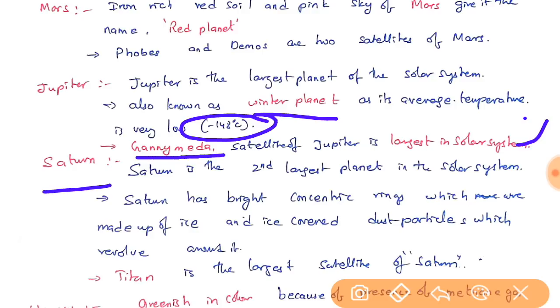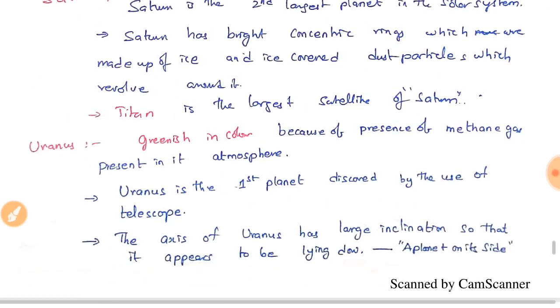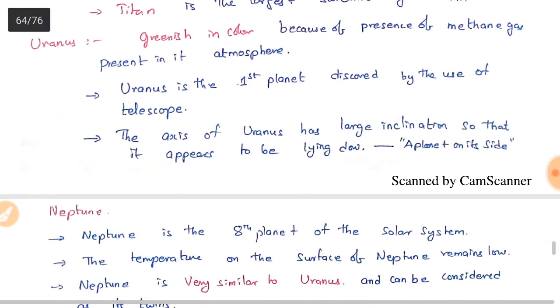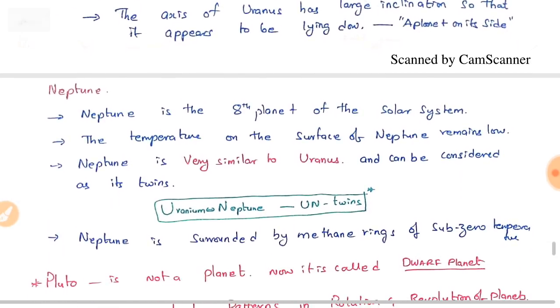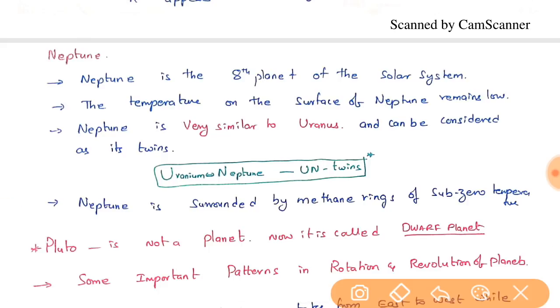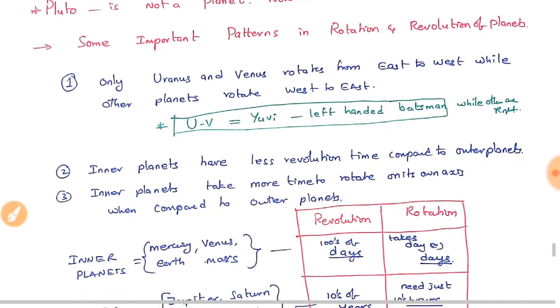Saturn is the second largest, and the largest satellite of Saturn is Titan. You have to remember this. Uranus is greenish in color, and it is also called the green planet. Neptune is very similar to Uranus, and these are twins. Uranus and Neptune are twins, friends. Pluto is not a planet now, it is a dwarf planet, friends.